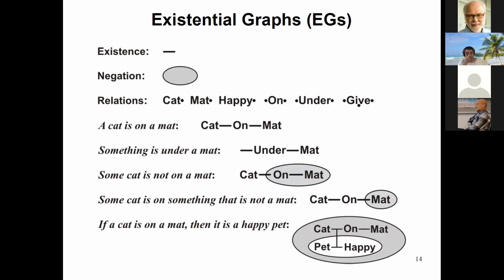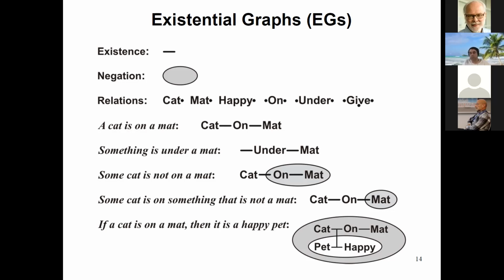There's a cat which exists outside, and the line begins on the plain white sheet outside. And then in the negated part, it says that that cat is not on some mat. And then if you want to say some cat is on something that is not a mat, you just move the shaded oval to negate just the mat. And if you have a nest of two negations, then you have an if-then statement. If a cat is on a mat, then it is a happy pet. You now know the basic syntax of existential graphs.